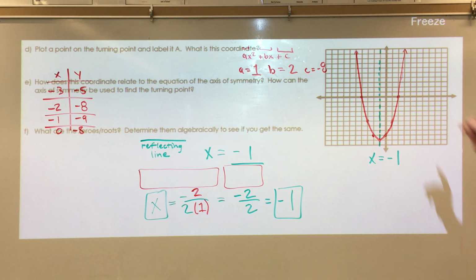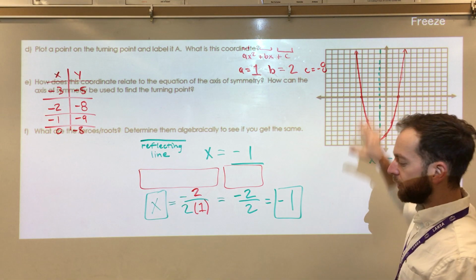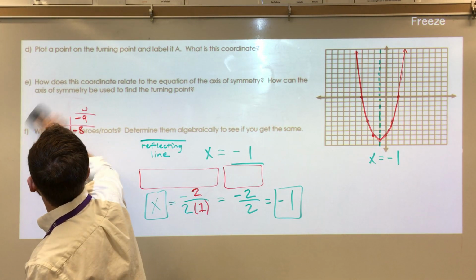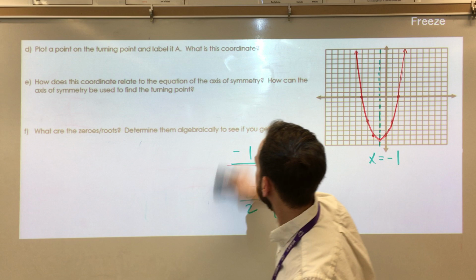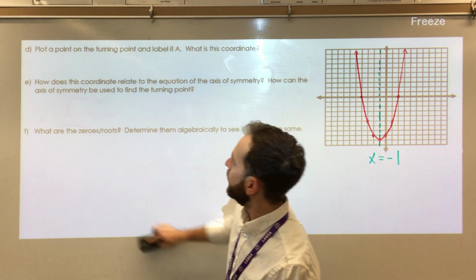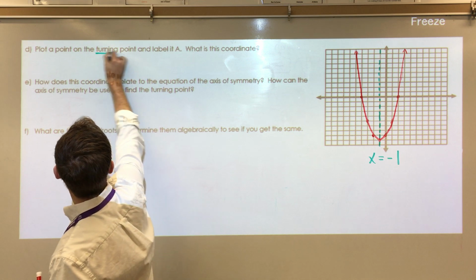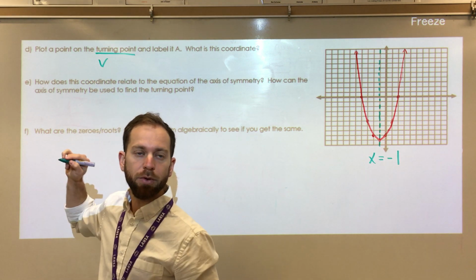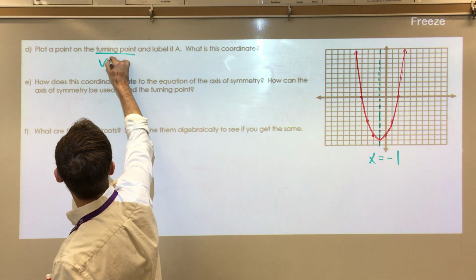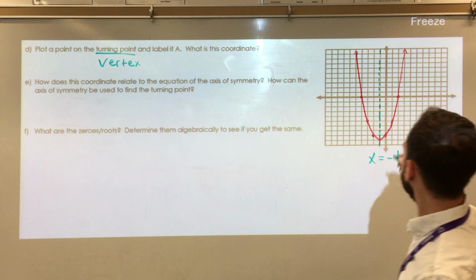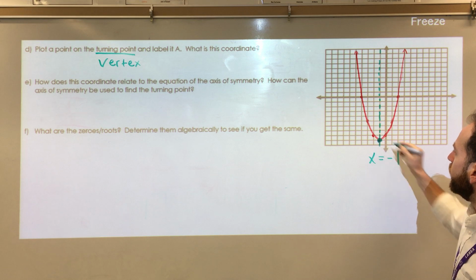Okay, here's D, E, and F. I'm just going to leave this graph up so that you can refer to it during these. Okay, plot a point on the turning point. We know another word for this. It starts with a V, and that word is vertex. And label it A. So there's our vertex right there.